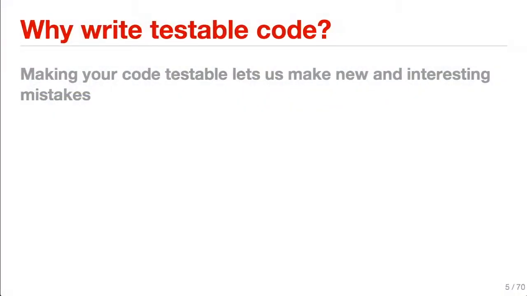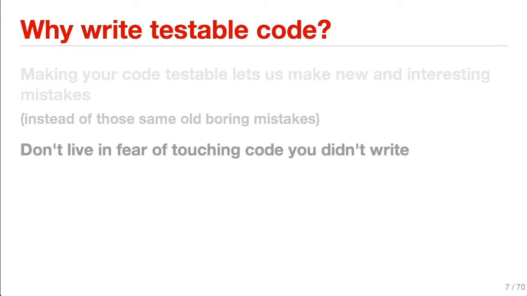First off, let's talk about why we should even think about writing testable code. As software engineers, all we do all day is make mistakes. And the worst thing in the world for an engineer is to make the same mistakes over and over and over again. When you write testable code, you can start making new and interesting mistakes that you've never made before. Anybody who learns for their whole life finds that making mistakes is the only way you learn. So let's all make new mistakes instead of old, boring ones.